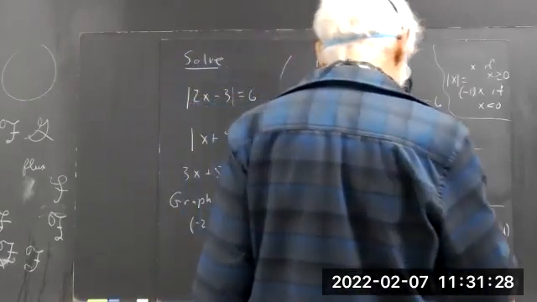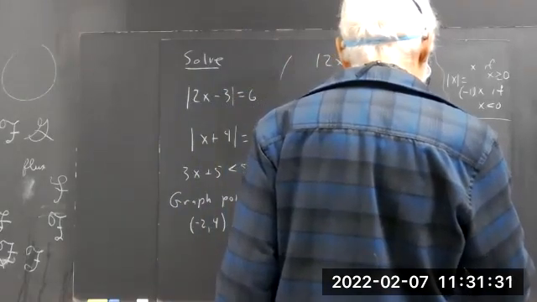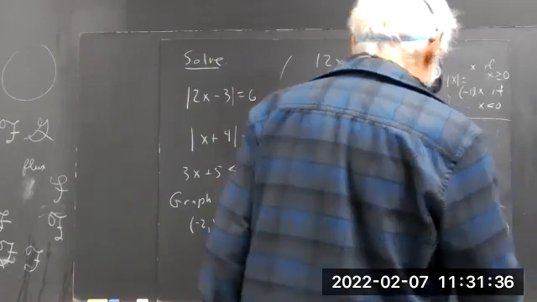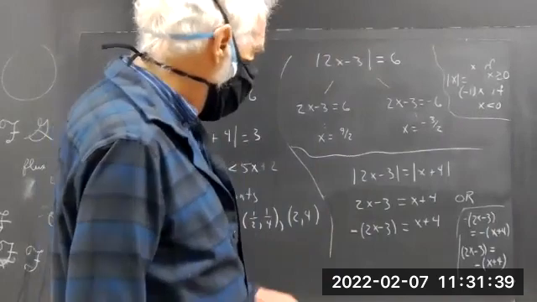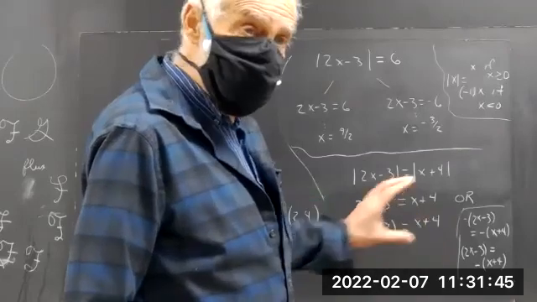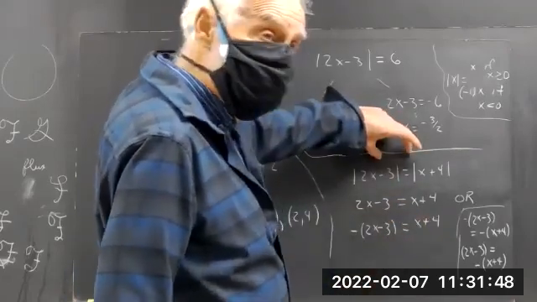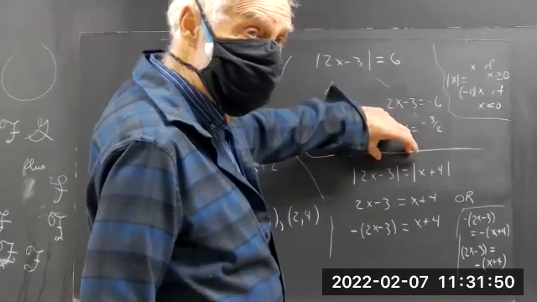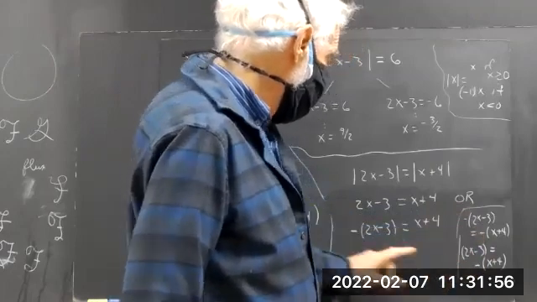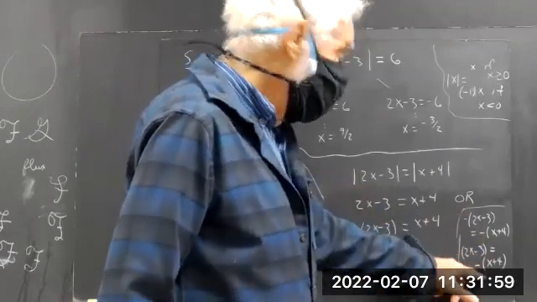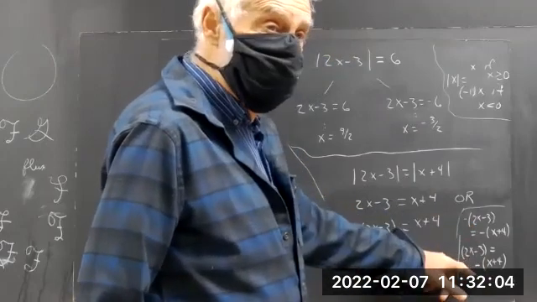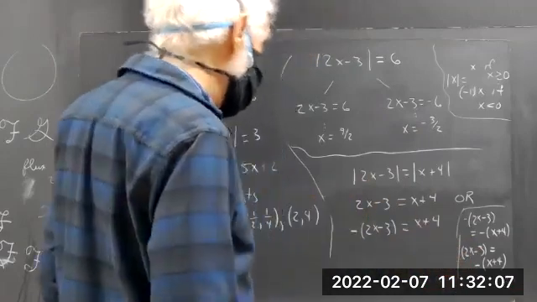Okay. And it could be true if 2x minus 3 equals the negative of x plus 4. In other words, every possible way to put a sign on the 2x minus 3 and the x plus 4 gives you an equation whose solution would satisfy this equality. Okay. But these two equations are just identical to these, because if you multiply this one by negative 1, it changes the signs and you get this one, right? So these two are redundant. They have exactly the same solution as these two. Okay.